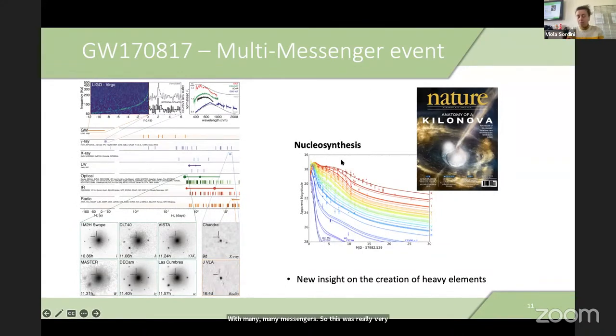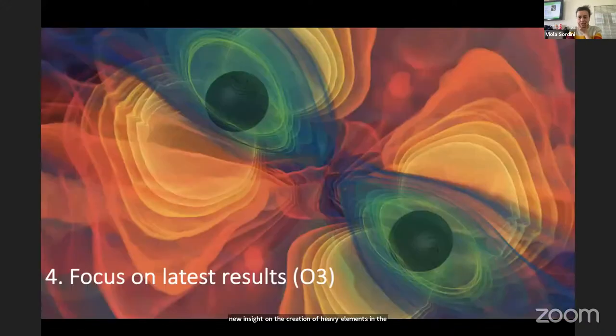It allowed, for example, to study the process of a kilonova and to determine that this is what follows a BNS coalescence, and to study the nucleosynthesis in this kilonova, which gave us new insight on the creation of heavy elements in the universe. We will see later what else we've done with this event.